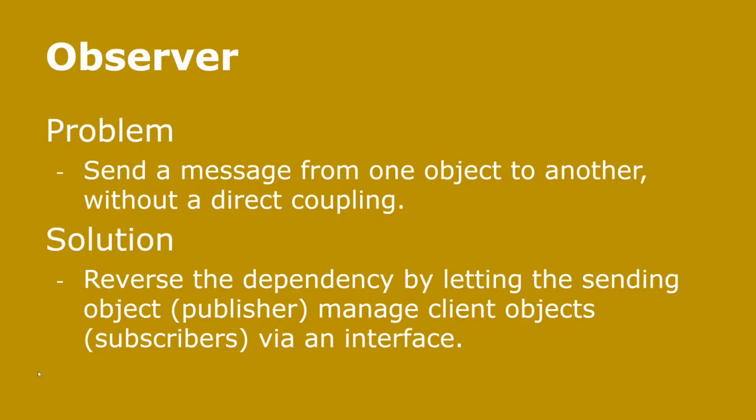The basic problem the observer pattern addresses is that we want to send a message from one object to another object, but we don't want to do this using a direct coupling. That is, we don't want to call a method directly between the first object and the other object. This could be, for example, since we are using an architecture, maybe couplings in that particular direction are not allowed or prohibited in some way.